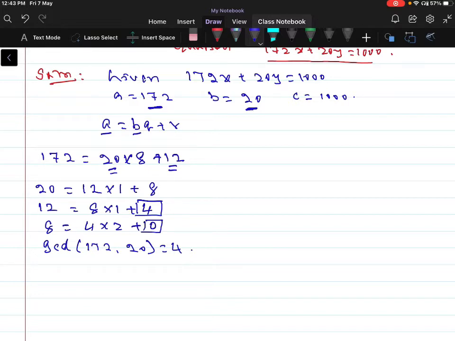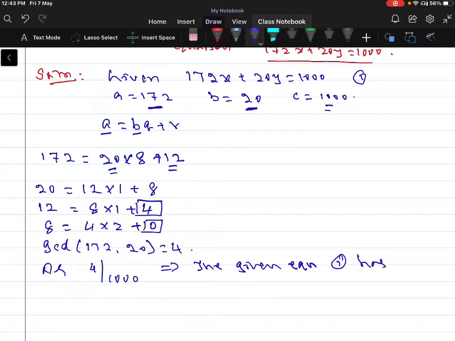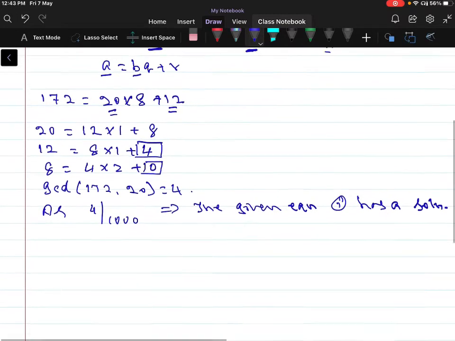And 4 divides 1000 also. So 4 divides 1000, and this implies the given equation, let us call it equation 1, has a solution. Now let us move to the solution of the given equation 1.